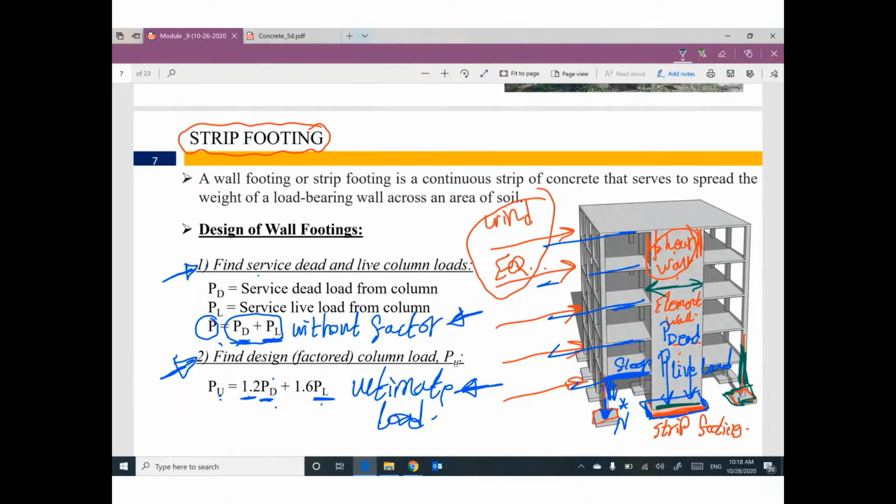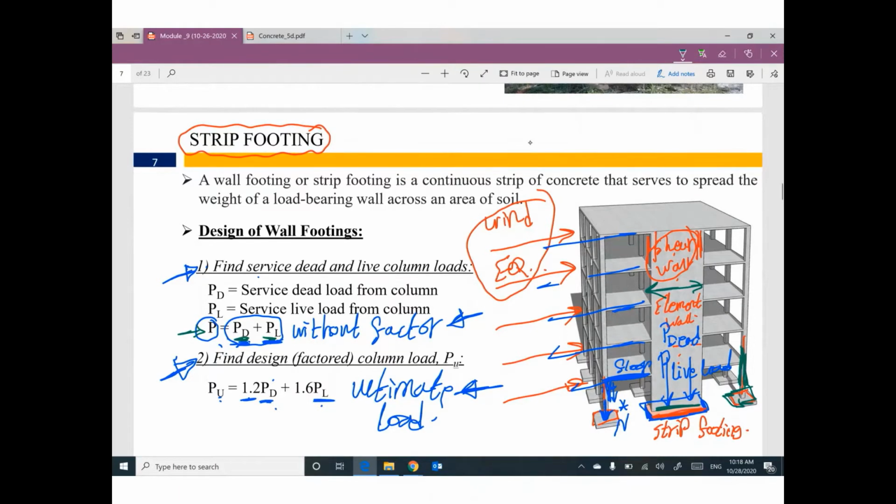The first one, I need to add dead load plus live load reactions without any factors. Then I need another combination with factors. So this one is the unfactored total reaction, and this one is called the factored total reactions.